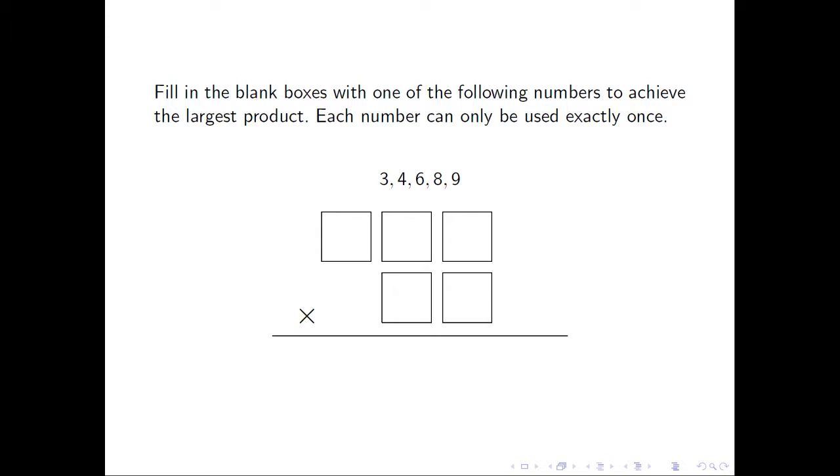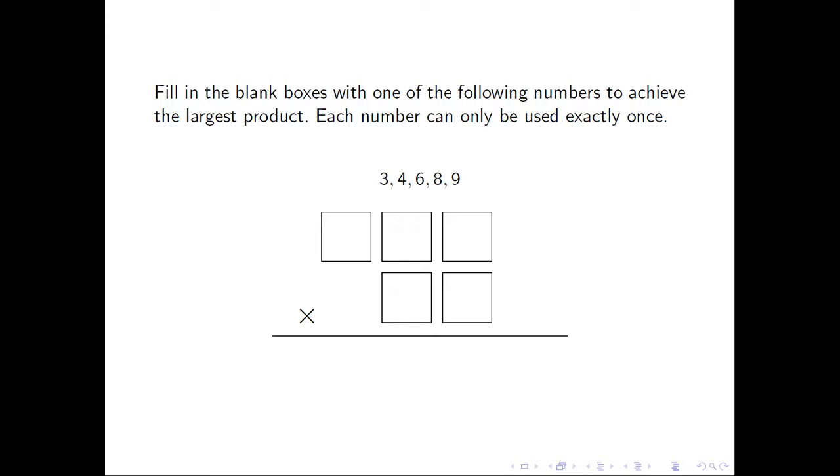It says, fill in the blank boxes with one of the following numbers to achieve the largest product. Each number can be used exactly once. So we have 3, 4, 6, 8, and 9. When we multiply these numbers, we want the highest product.